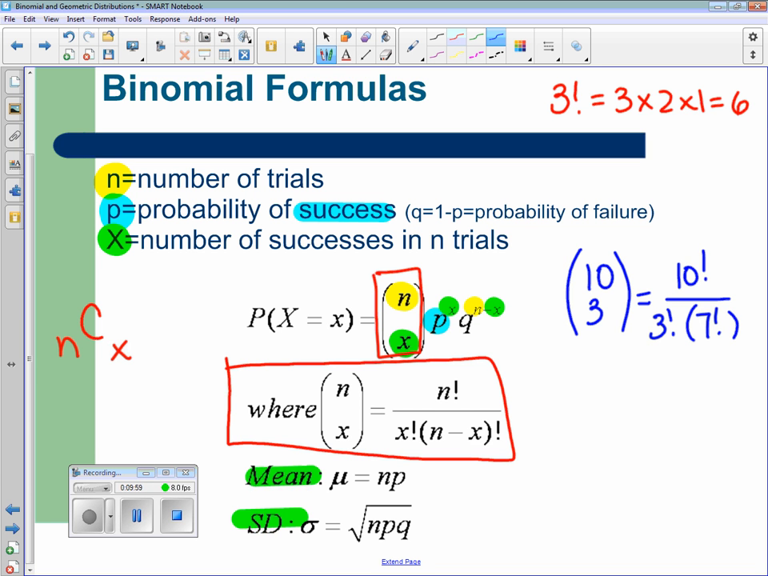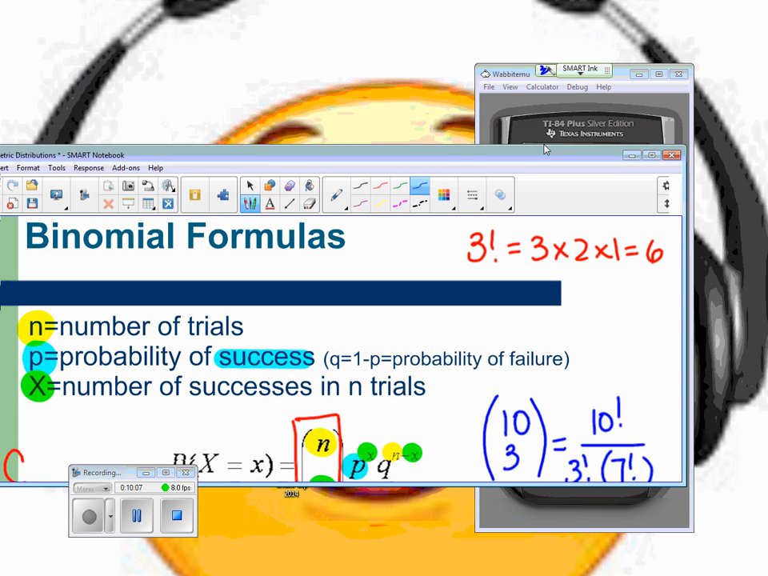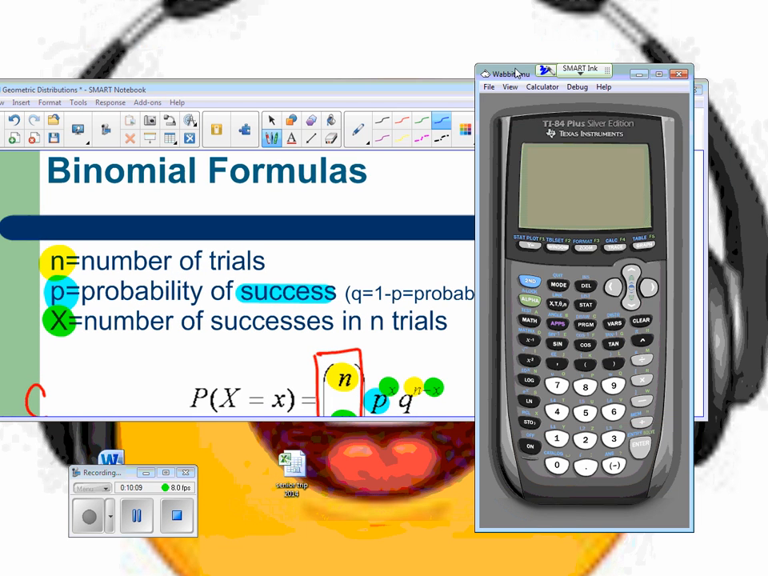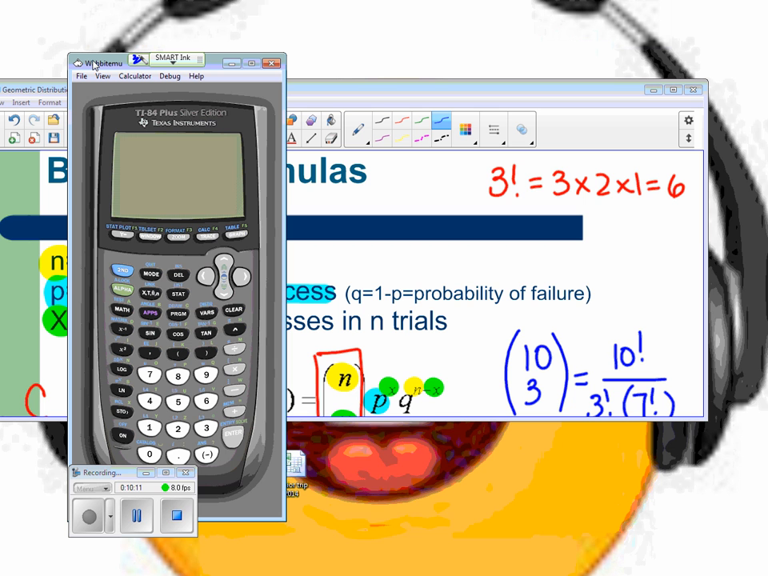That's just what the formula tells me to do here. I'm going to use my calculator, because I know so many of us are at home today. Let's find 10 factorial. Do you know where factorial is on the calculator? It's under math, and you go over to PRB, and factorial is option 4.